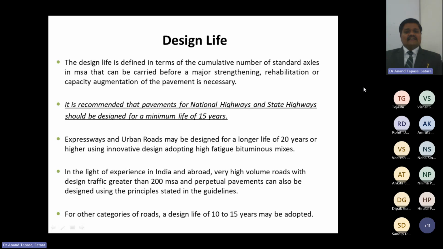It has been noticed that the design life is considered as 15 years for national highways and state highways, but the design life is not in terms of duration. The design life is based on how many standard axles use that road. If the defined parameter is reached in just 5 to 6 years, then of course the life of the pavement is over. But as a common sense, we can use 10 to 15 years as the life of the pavement. For the expressway, it is taken as 20 years.